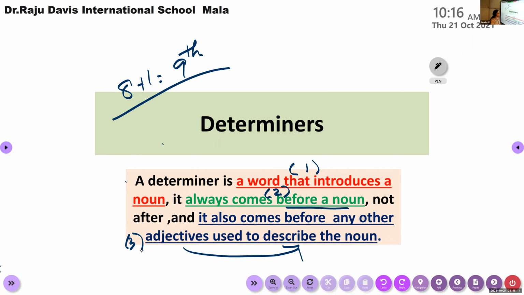So point number 1, a determiner is a word that introduces a noun. Point number 2, it always comes before a noun, not after. Point number 3, it also comes before any other adjectives used to describe a noun. So we can also place a determiner before an adjective. Are the points clear for you, children? Yes, ma'am.